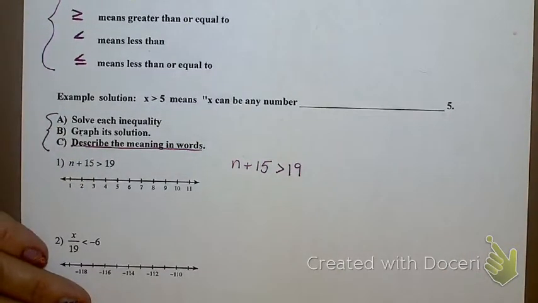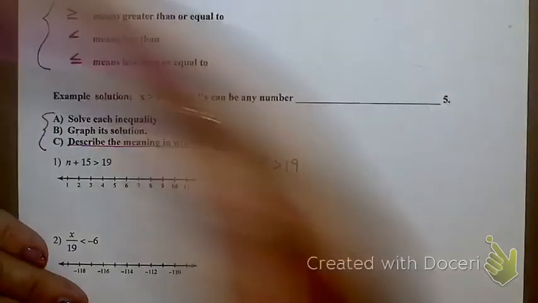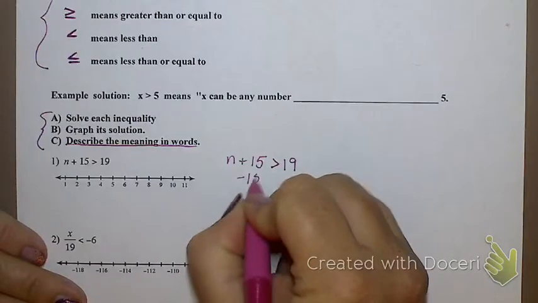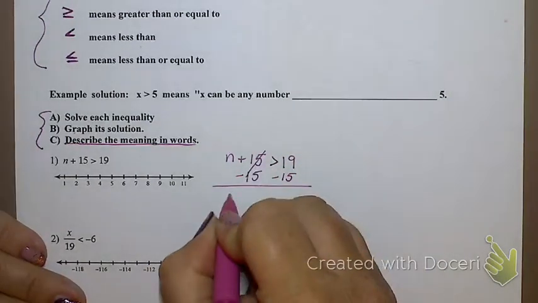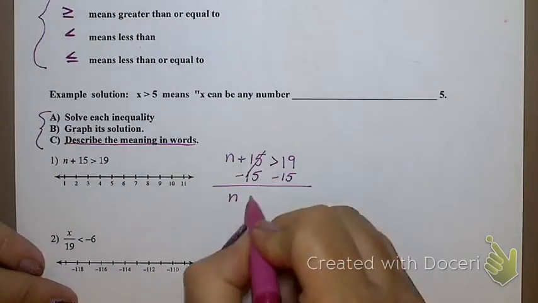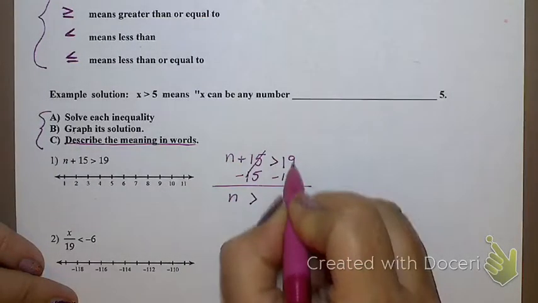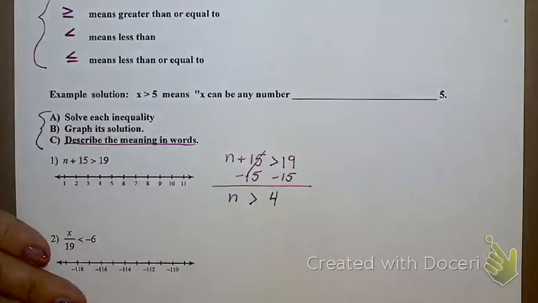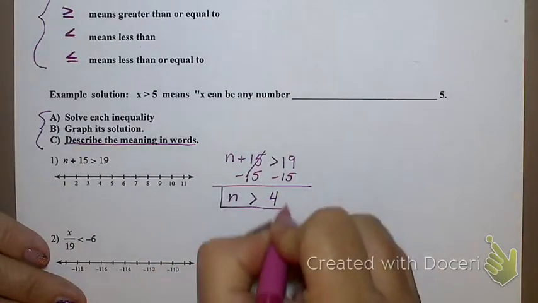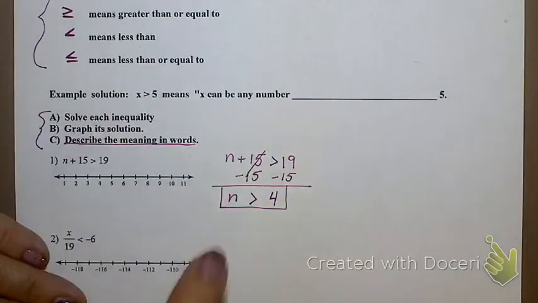My goal is to get the letter by itself. Same exact goal I had when I was solving equations. So if I need to get the letter by itself, what do I need to do? Subtract 15 from both sides. That's going to leave me with an N over here. My greater than symbol stays as is. And 19 minus 15 is 4. So that is my answer to part A. Part A says solve the inequality. Done.